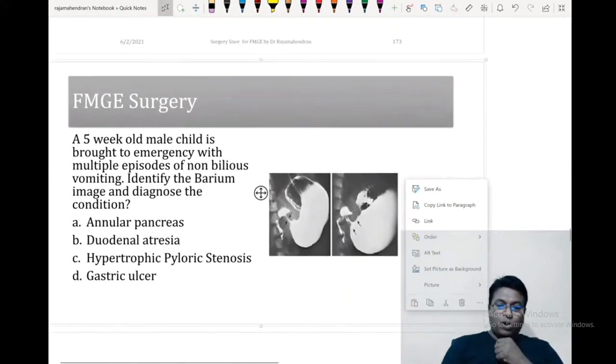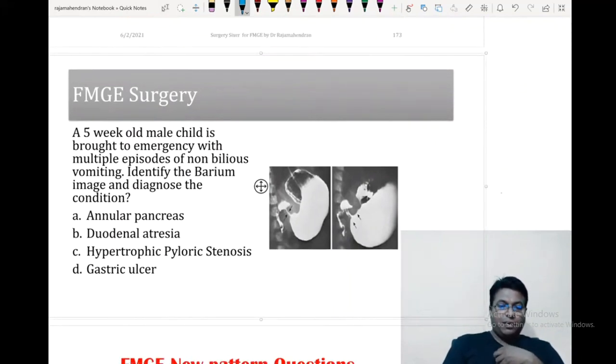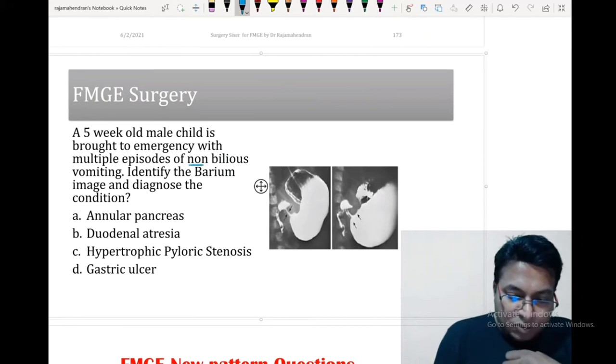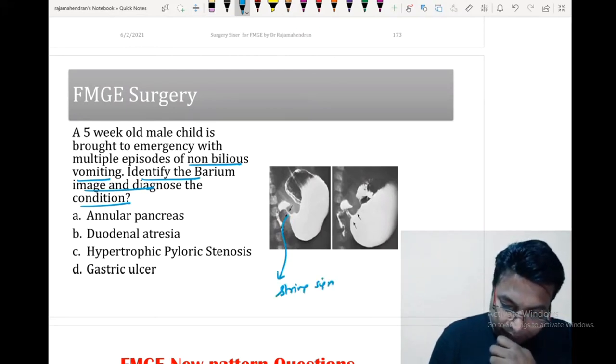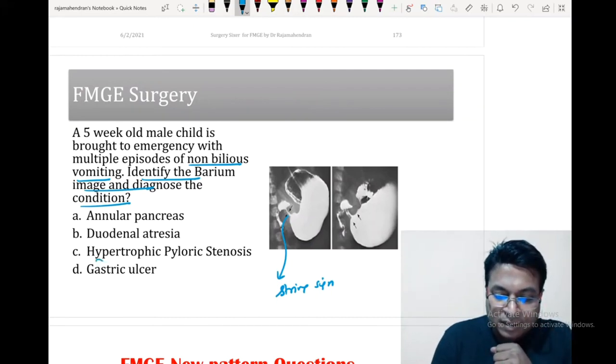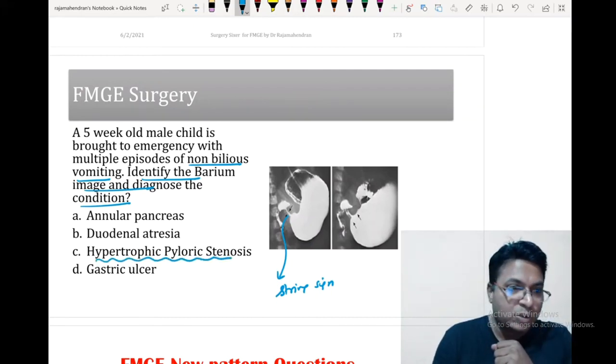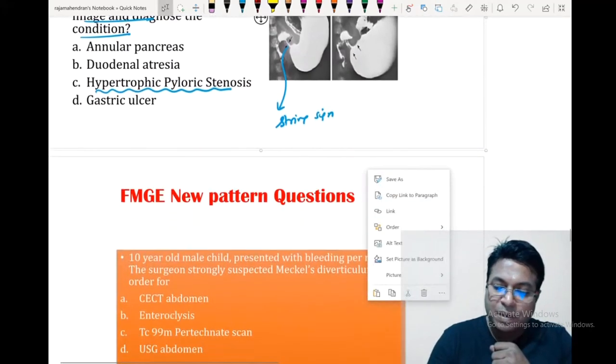Okay. So now some old questions. A 5-week-old male child is brought to emergency with multiple episodes of non-bilious vomiting. Identify the barium image and diagnose the condition. So it's a clear-cut question showing you a string sign. The string sign is seen in congenital hypertrophic pyloric stenosis.